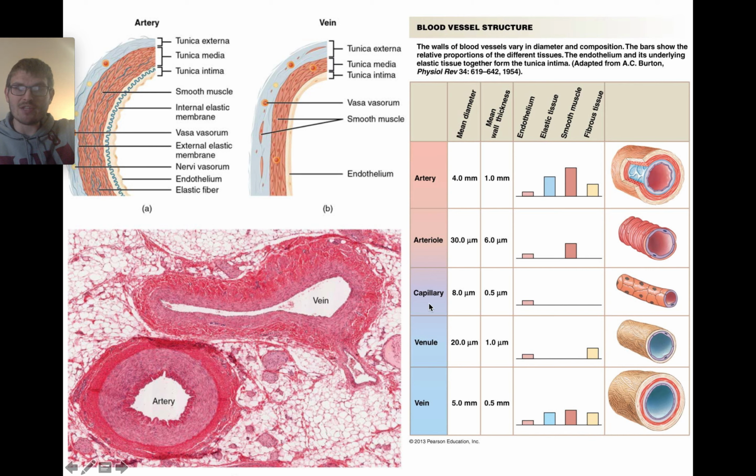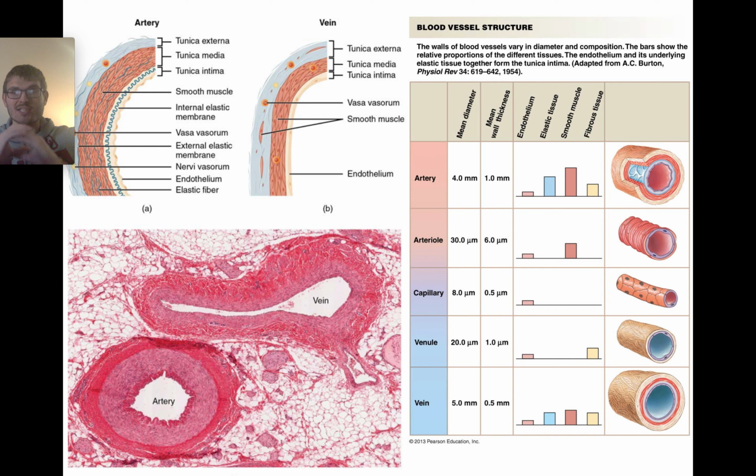Another noteworthy feature you'll notice here is that capillaries literally are just a layer of tunica intima. All capillaries are is just a hollow tube that is made up of vascular endothelial cells. Capillaries do not have smooth muscle. They do not have the tunica externa to anchor it down into a tissue. So capillaries are as simple a type of blood vessel as you are going to find.